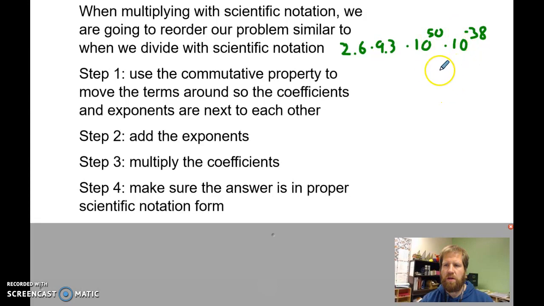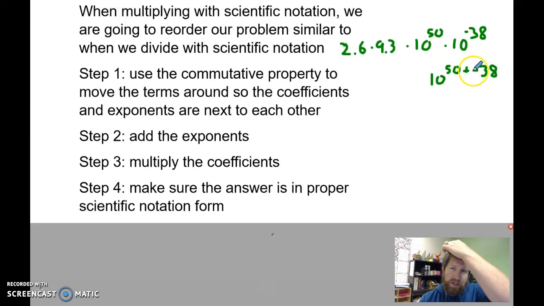So 10 to the 50 plus a negative 38. It's the same as minus 38. So I have 10 to the 50 minus 38, or 10 to the 12th.